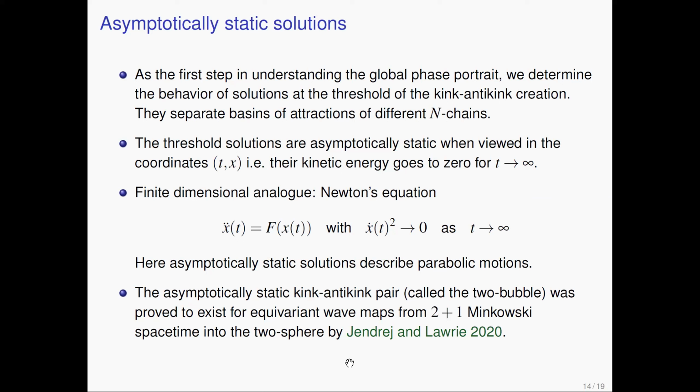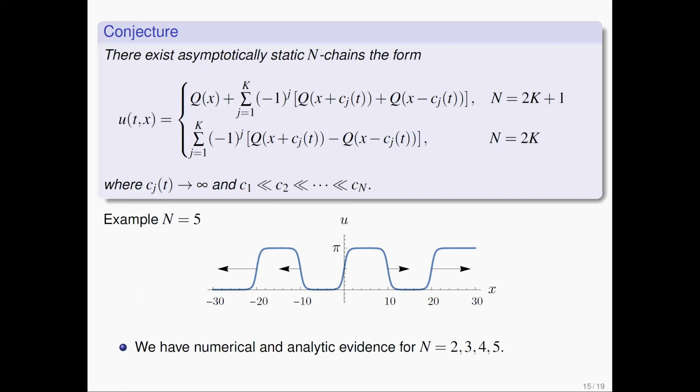And again, let me mention that such kink-anti-kink pairs, which in mathematical literature are called bubbles, were constructed for the same model in Minkowski space before we looked at this on a wormhole, by Jacek Jendrej and Andrew Lawrie. So the conjecture is that these are critical solutions, threshold solutions, which sit at the boundary between generic motions.